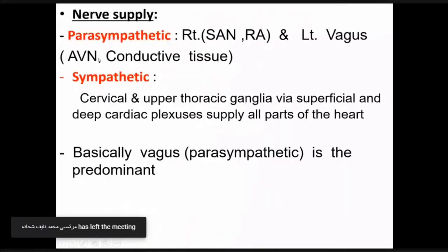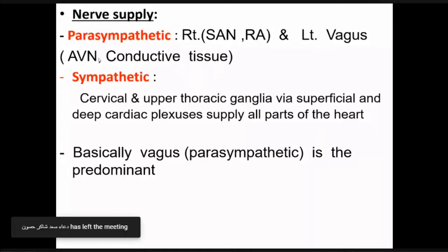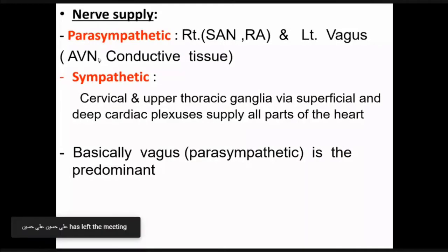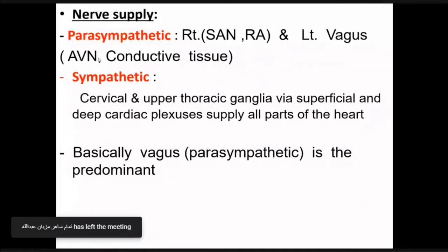Nerve supply: as you know, there are no somatic or peripheral nerves, only autonomic nerves supplying the heart. We have the parasympathetic and we have the sympathetic. The parasympathetic usually supplies the SA node and the right atrium, while the left vagus supplies the AV node and the conductive tissue. The sympathetic usually is derived from the cervical and upper thoracic ganglia via the superficial and deep cardiac plexuses and supplies all the parts of the heart.